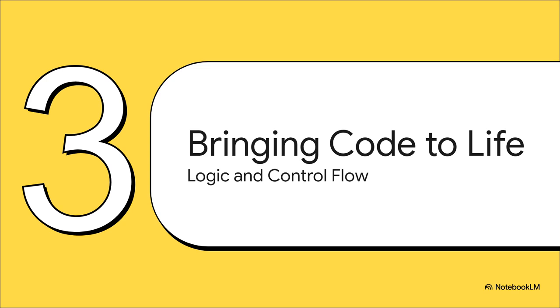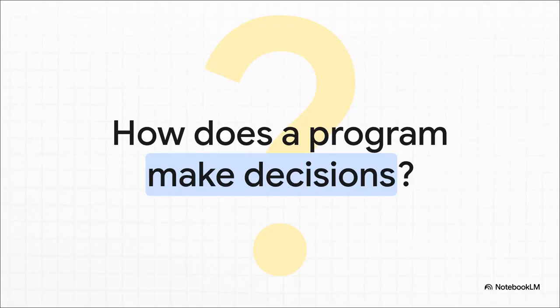Okay, we've got our tools, we've got our raw materials, our variables. Now it's time to actually build something. This is where we bring our code to life. It's the moment we go from just storing information to making our program actually think and do things. Think about any useful app or program you've ever used. At its core, it's making decisions, right? But how does a bunch of text on a screen actually make a choice? What gives it a brain?